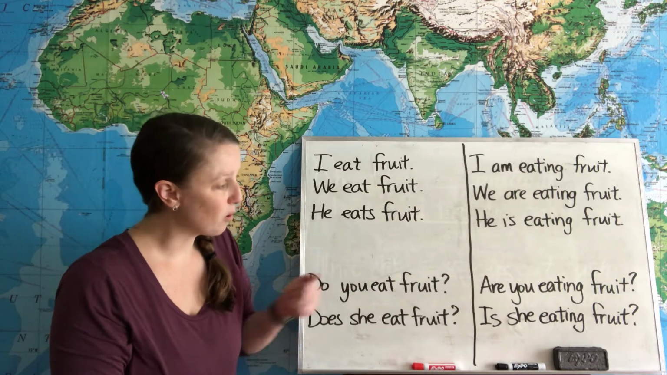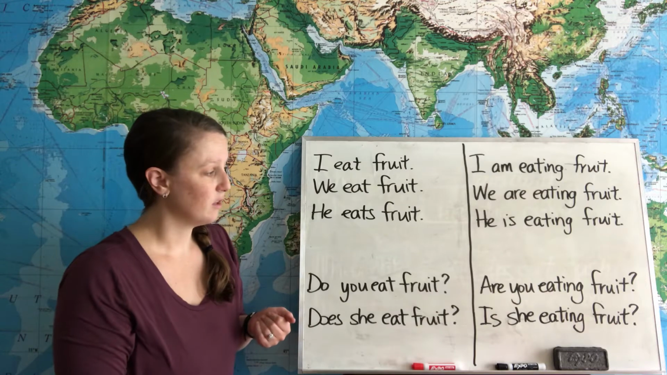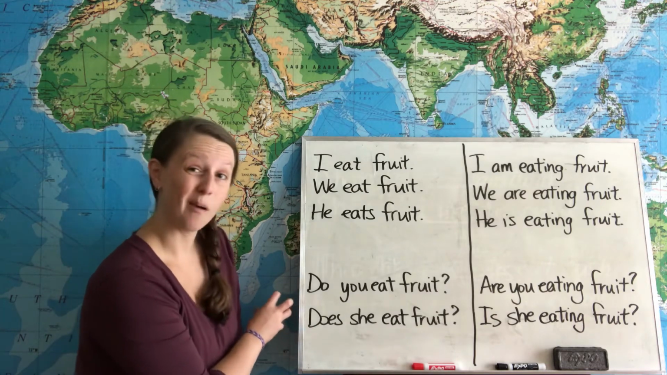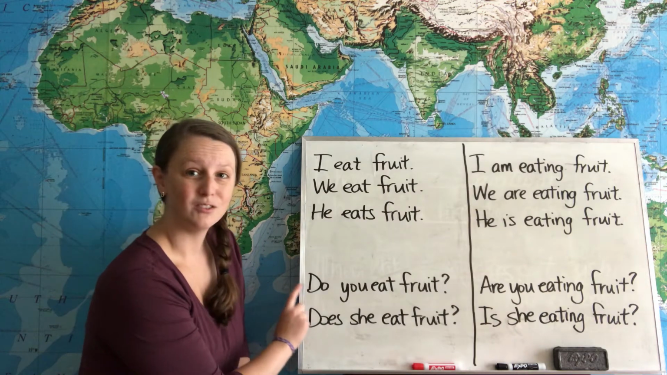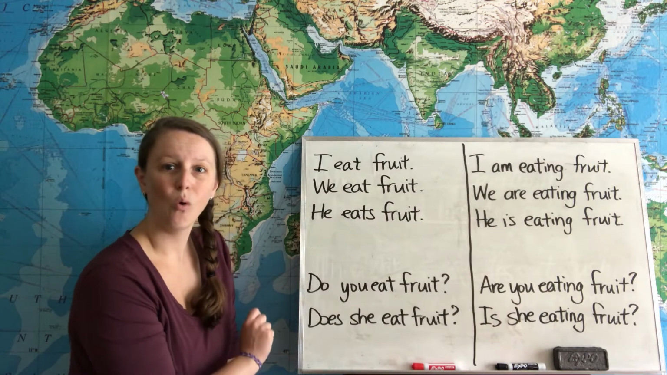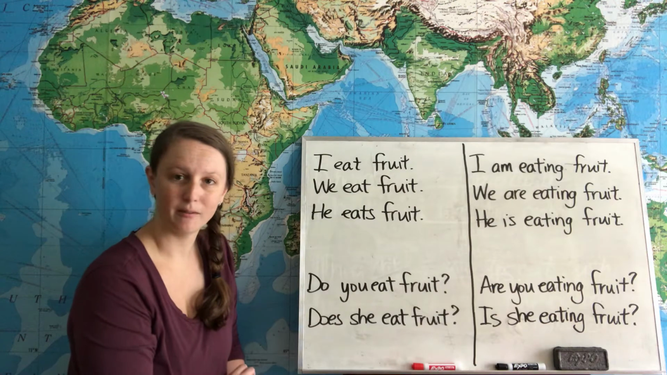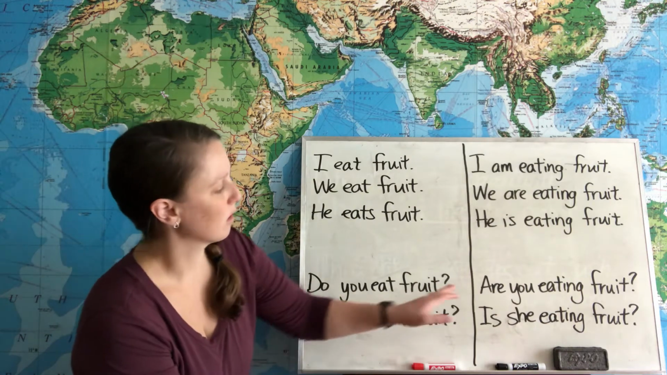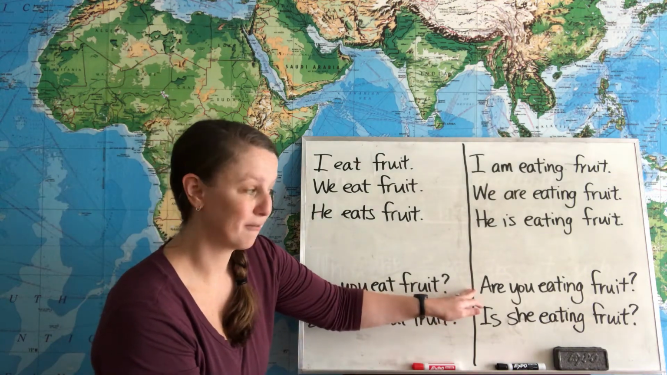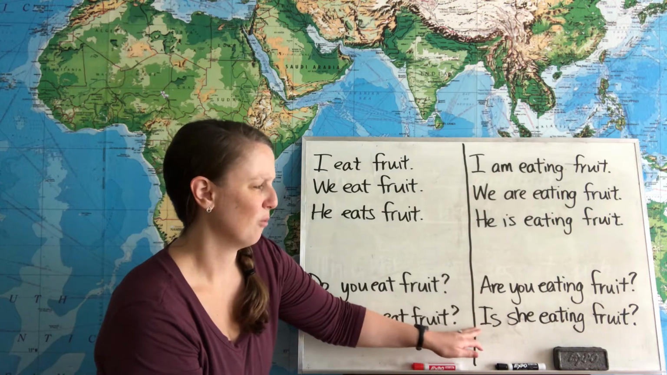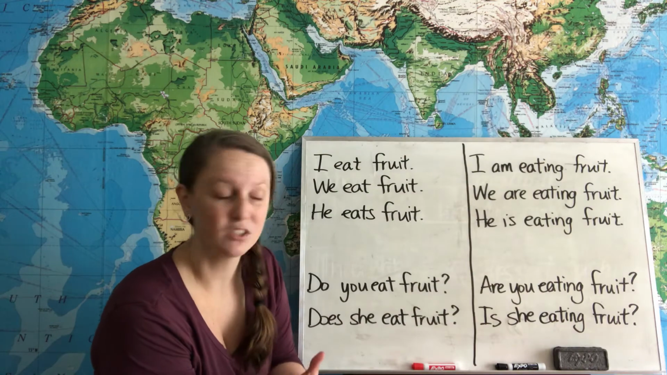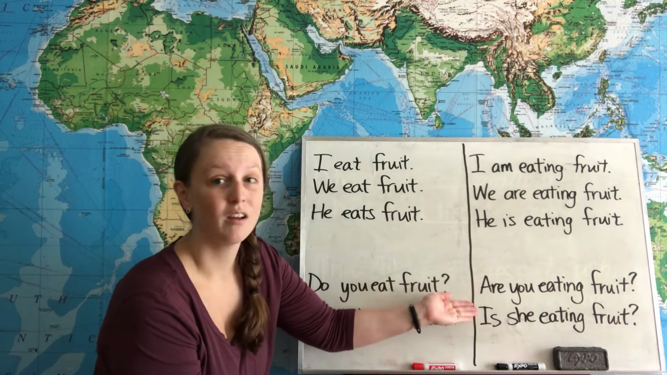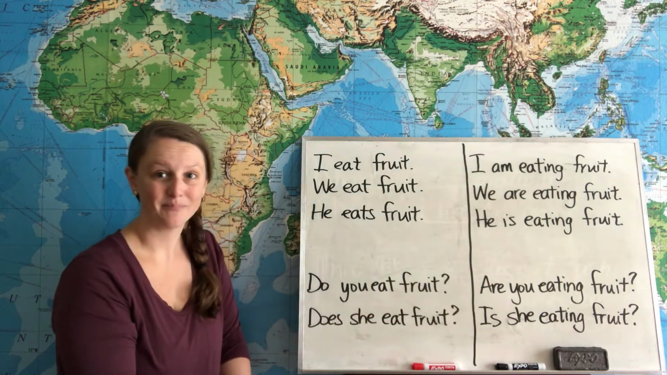And for both of these, you can add a question word before. We can say, when do you eat fruit? Or why do you eat fruit? Or why are you eating fruit? Where is she eating fruit? We can add our WH question words before these yes-no questions.